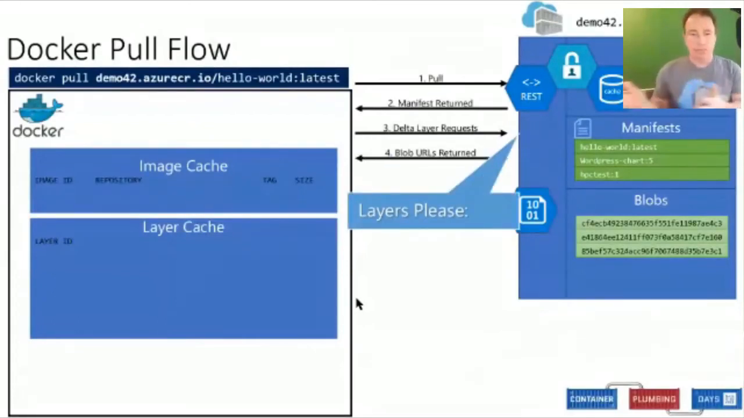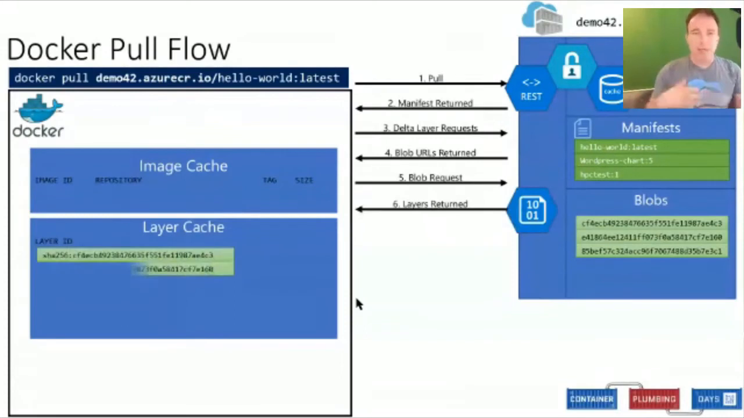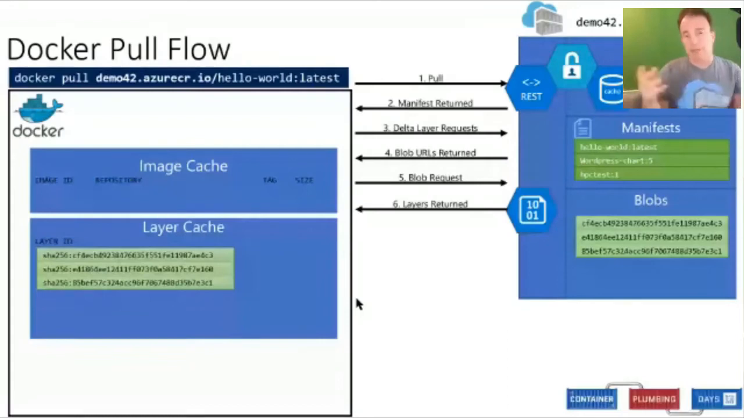So it says, hey, server, can I have these layer IDs, the blob URLs, so the client can now go fetch them. And then the client goes and fetches those two or three or four at a time, right? You can run multiple threads and bring that content down, decompress it, and so forth. And then once those layers are available, the image is available, and the client can then start running.